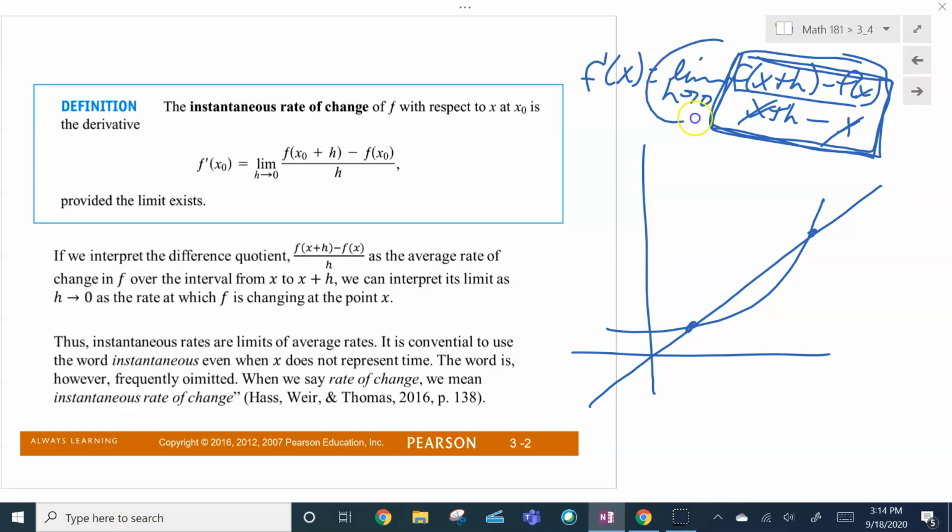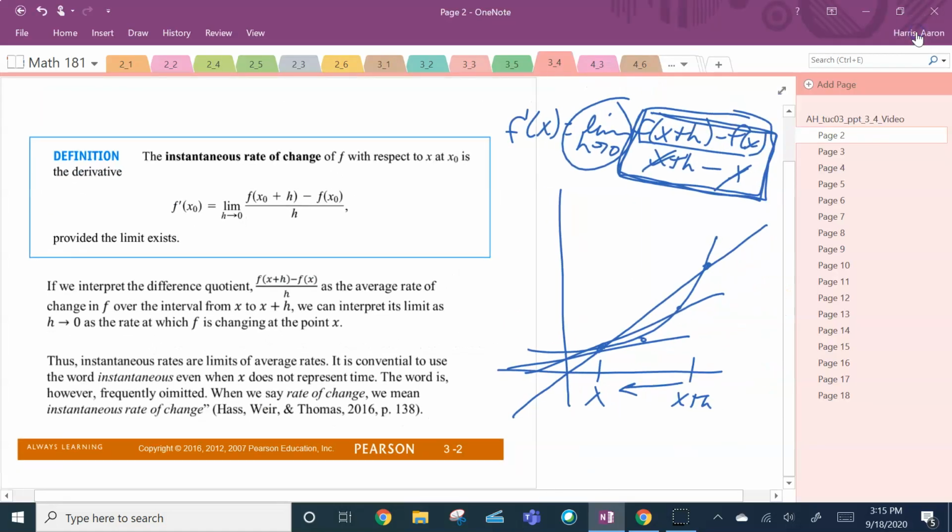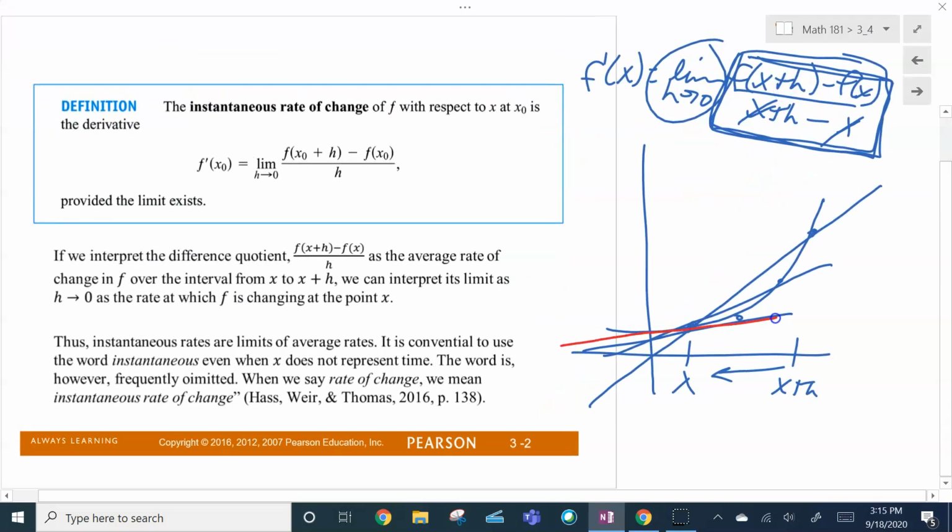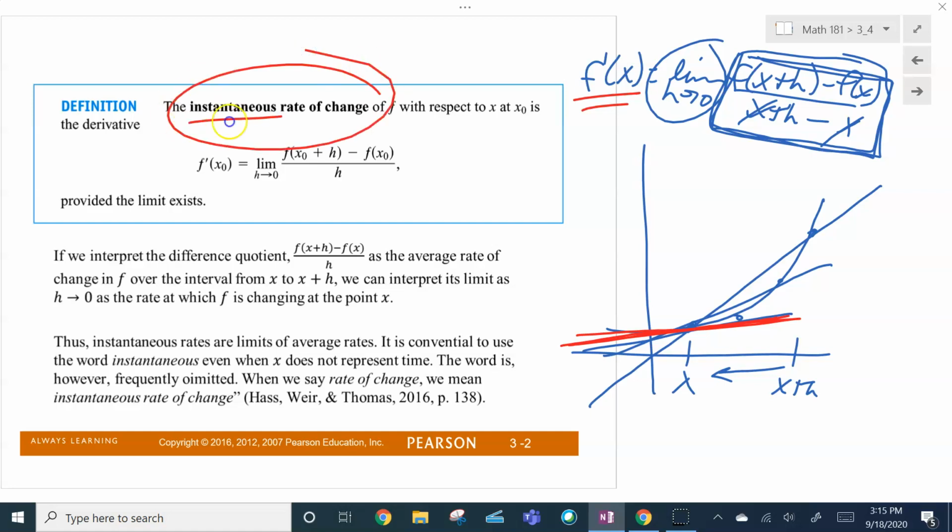Once we run that limiting process on it and bring h to 0, we're moving this point in, getting closer and closer till we finally arrive, if you will, at the slope of the tangent, the derivative, the slope of the tangent line. That then is our instantaneous rate of change. Instantaneous being the key word.